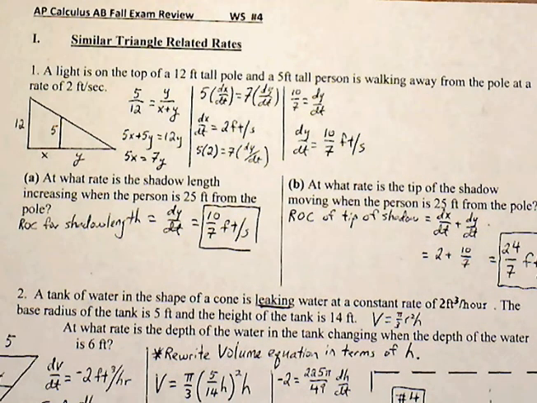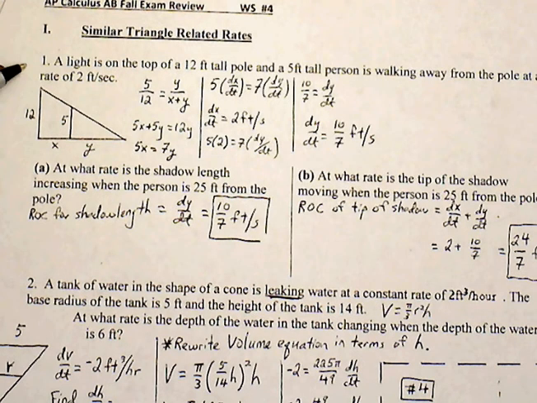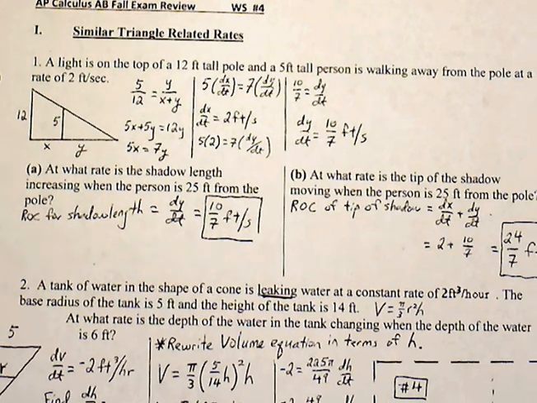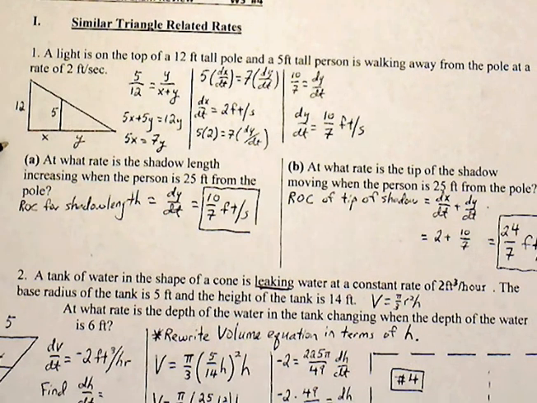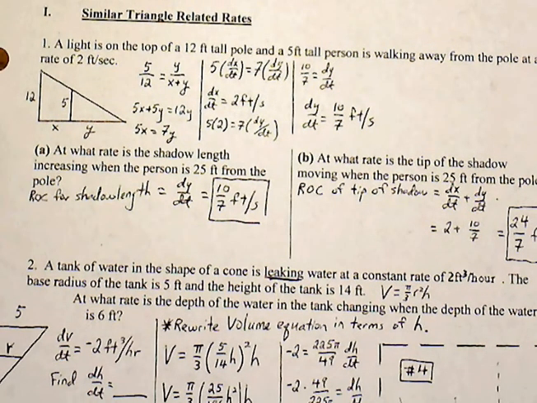Okay, this is Fall Exam Review Worksheet 4. So number 1 is a similar triangle related rates problem. With the shadow problems, they're all pretty similar. So once you know how to do one, then they're all going to be alike with each other.